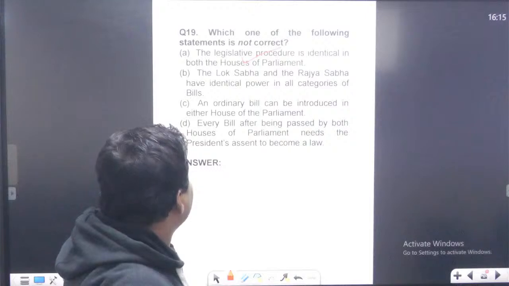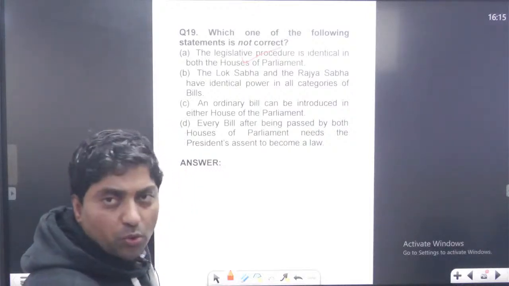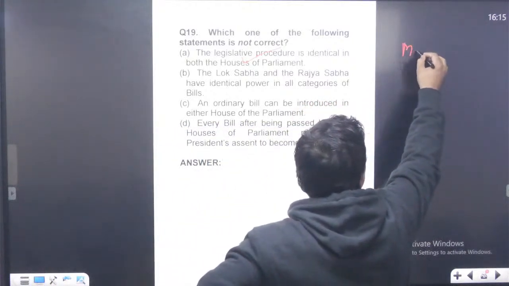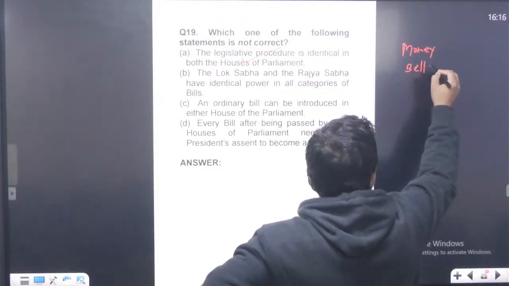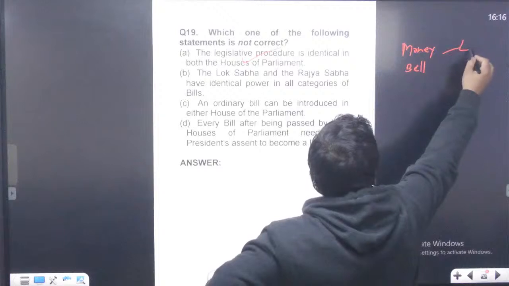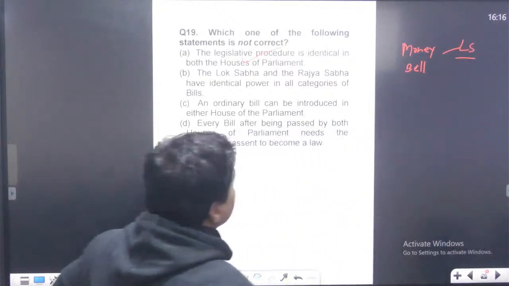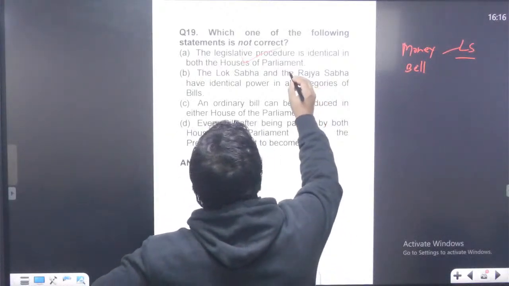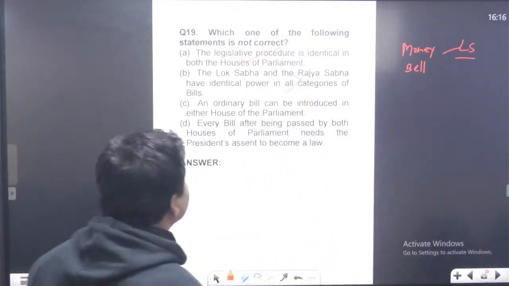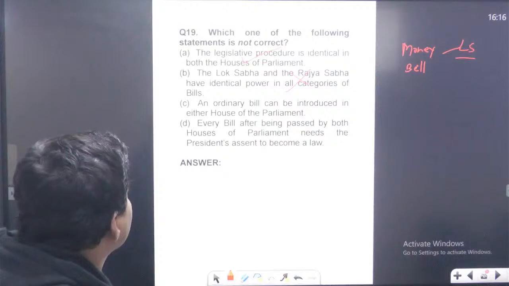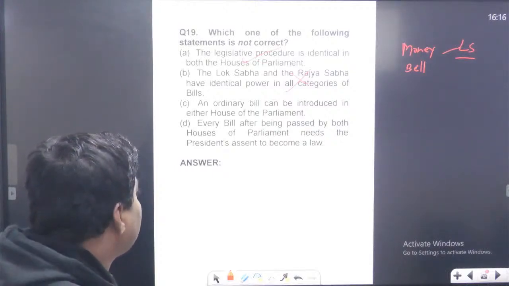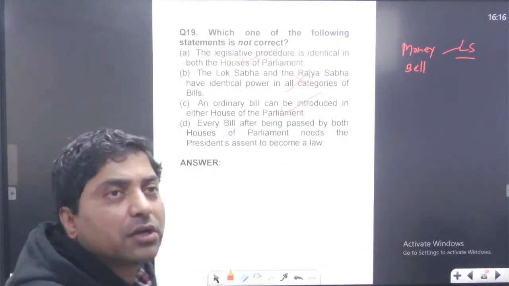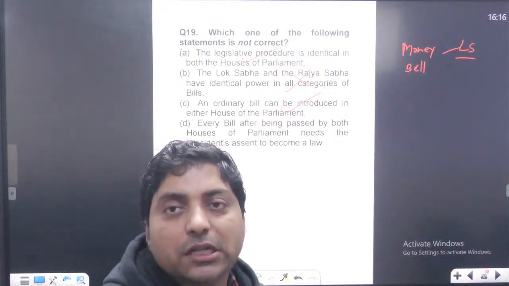Lok Sabha and Rajya Sabha have identical power in all categories of bill. No, not in all categories of bill, because if you look at money bill, Lok Sabha has more power, right? So it's not that. Lok Sabha and Rajya Sabha do not have identical power in all categories of bills. An ordinary bill can be introduced in either house of the Parliament. Yeah, ordinary bill can be introduced in either Rajya Sabha or Lok Sabha.